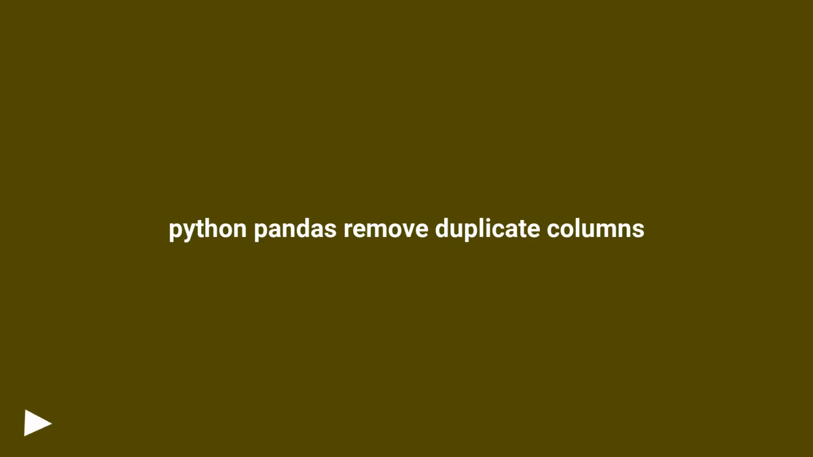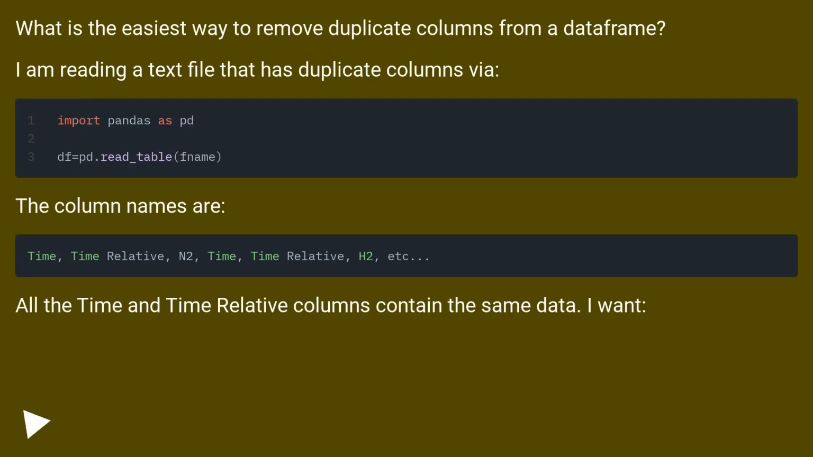Python pandas remove duplicate columns. What is the easiest way to remove duplicate columns from a data frame? I am reading a text file that has duplicate columns via.